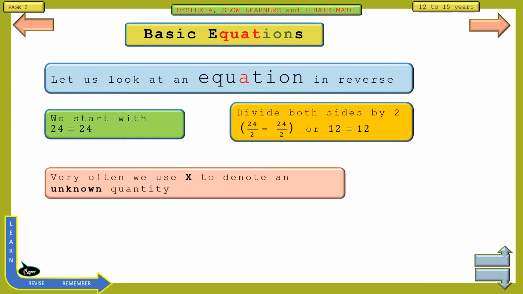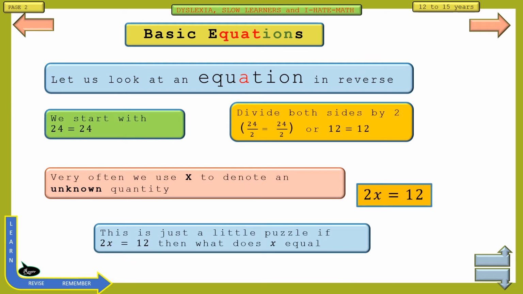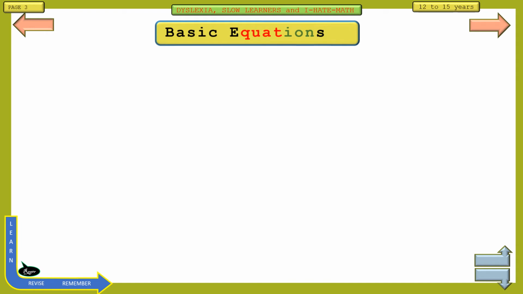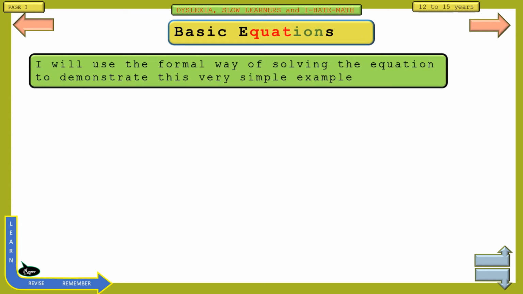Very often, we use x to denote an unknown quantity. Take a look at this equation. It's just a little puzzle. If 2x equals 12, then what does x equal? I would use the formal way of solving an equation to demonstrate this very simple example.